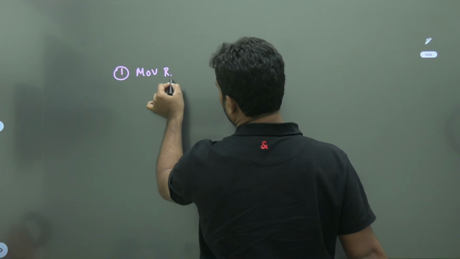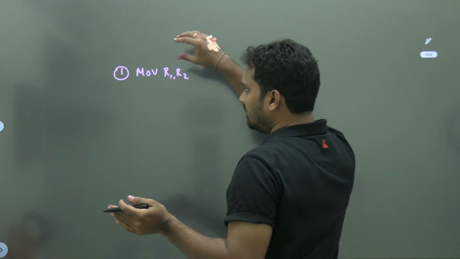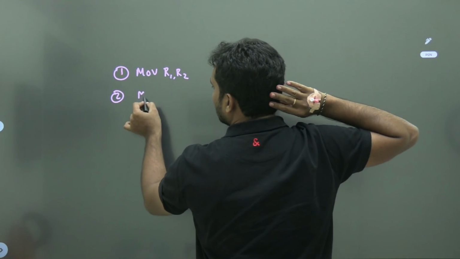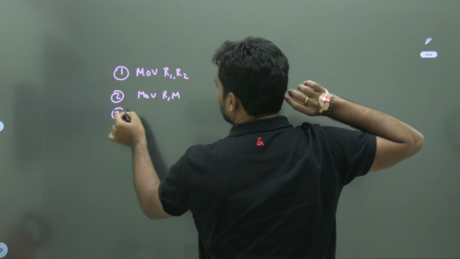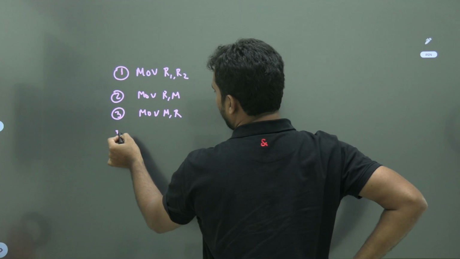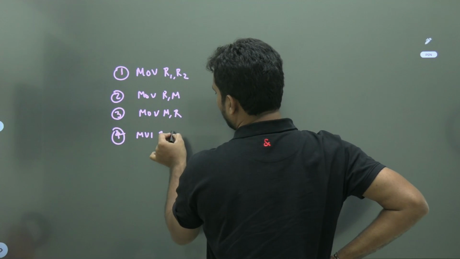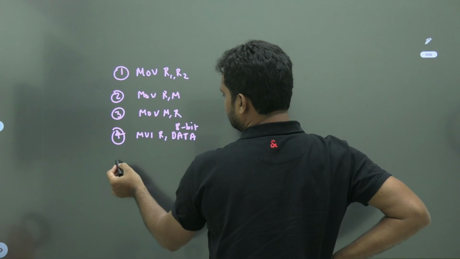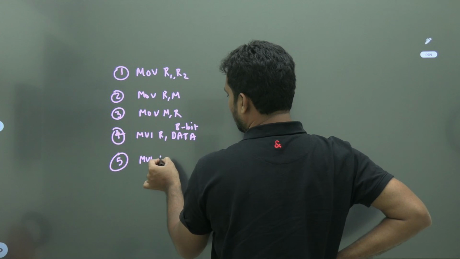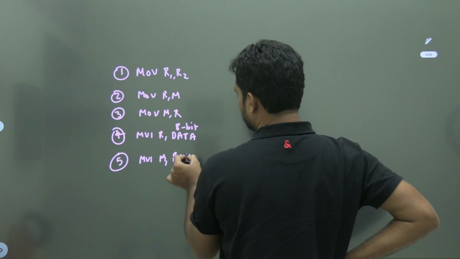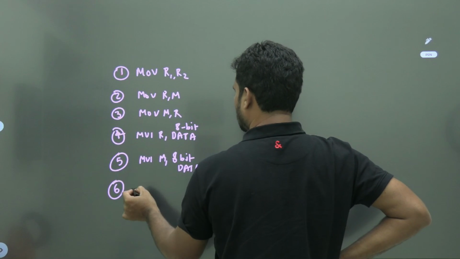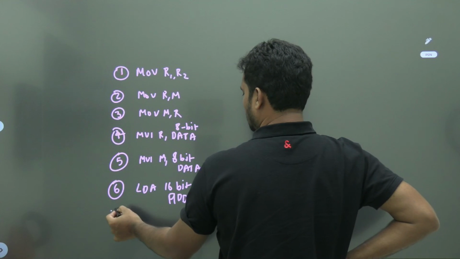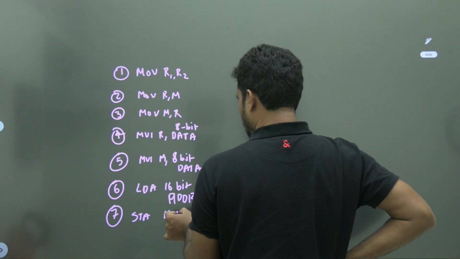Tomorrow, next lecture, I will just recollect by seeing this. It is register addressing mode, 1 byte instruction, 4 T states, you can directly say like that. MOV R, M. MOV M, R. MVI R, data means always 8 bit. MVI M, 8 bit data. Then LDA, 16 bit address. STA, 16 bit address.